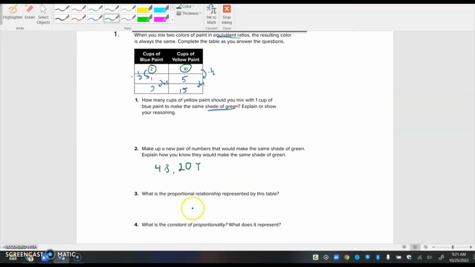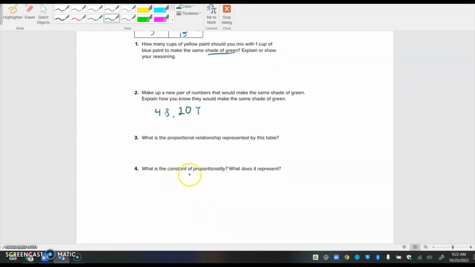Number 3 says, what is the proportional relationship represented by this table? Well, the proportional relationship is between the amount of blue paint that you use and the amount of yellow paint that you use. Okay? It doesn't really ask for a number here yet. That's what number 4 is. But it's just that relationship between the amount of blue and yellow. I'm not going to spell all that out. That would take a lot of time on my digital pad here, but you get the idea. Number 4 is where it wants that number.